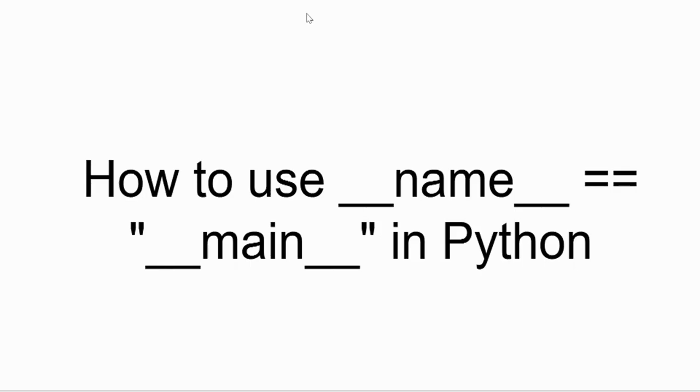Hello everyone. In this tutorial we will cover one of the most asked about lines in Python, that is if __name__ == "__main__". You have probably seen it, but what does it actually do? Let's find out. Let's move to our VS Code.